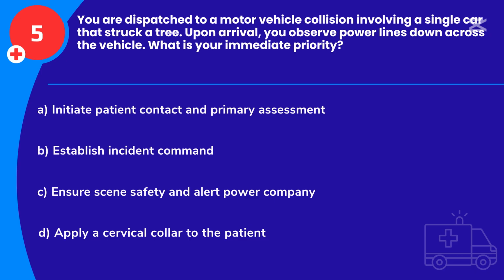Upon arrival, you observe power lines down across the vehicle. What is your immediate priority? A. Initiate patient contact and primary assessment. B. Establish incident command. C. Ensure scene safety and alert power company. D. Apply a cervical collar to the patient.